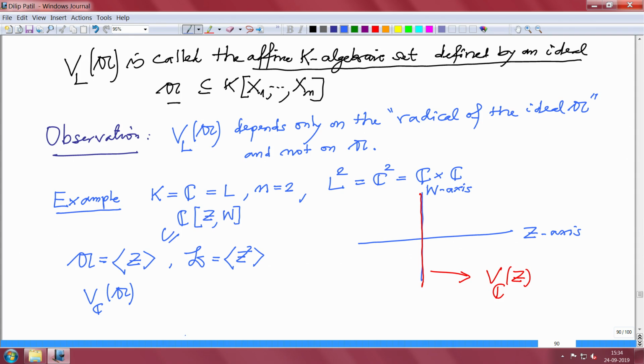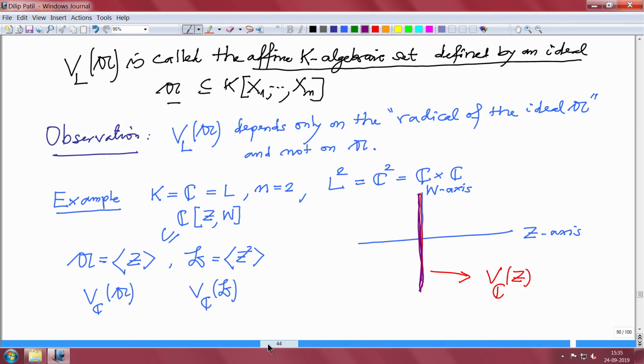Then what will it be? The picture says Z square equal to 0. So, V of B is all zeros of this Z square. But if Z square is 0, then Z is also 0, because we are in a complex number field. So, if I want to draw the picture, it will be the same W, but it should be thicker, because it comes twice.